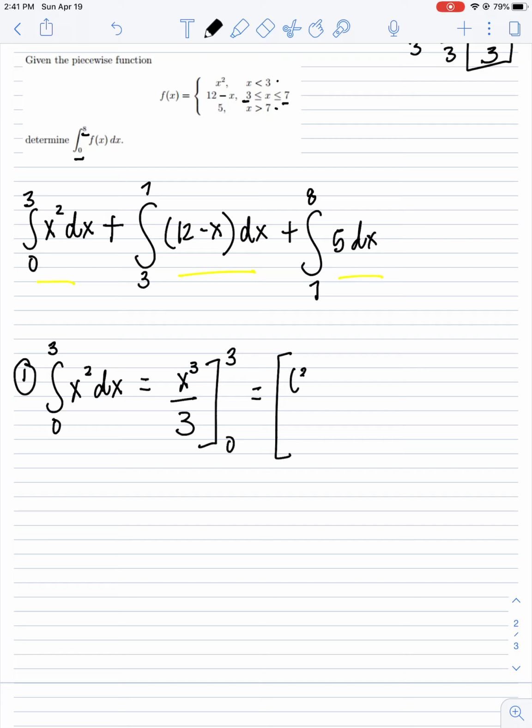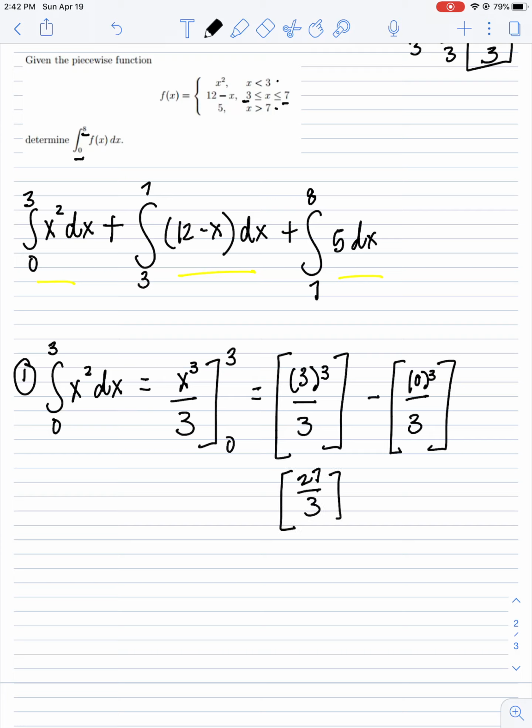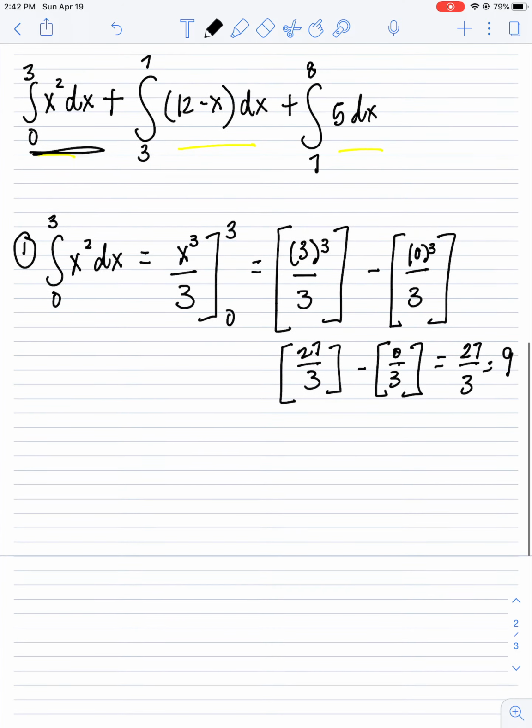Plug in 3, so that'll be 3 cubed over 3. Subtract, plug in 0, 0 cubed over 3. Okay, so 3 cubed over 3 is 27 over 3, showing all work, minus 0 over 3. So your answer is just 27 over 3, which simply equals 9. That is not your final answer. That is the answer to this very first integral, 9.